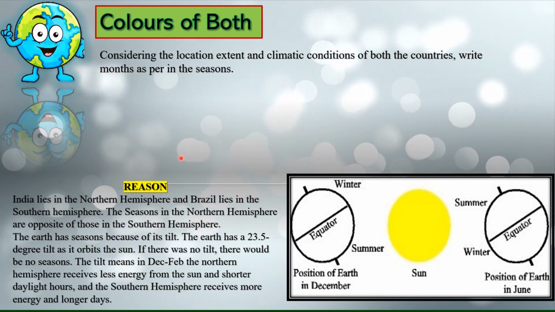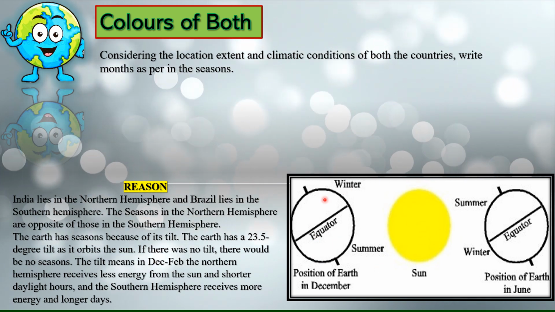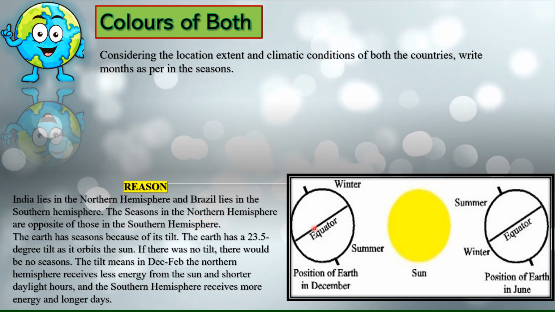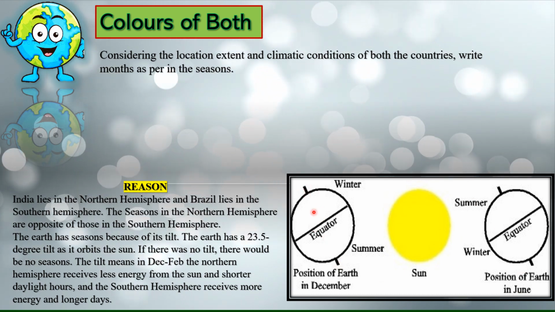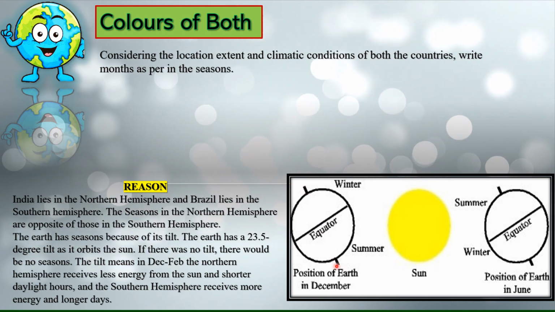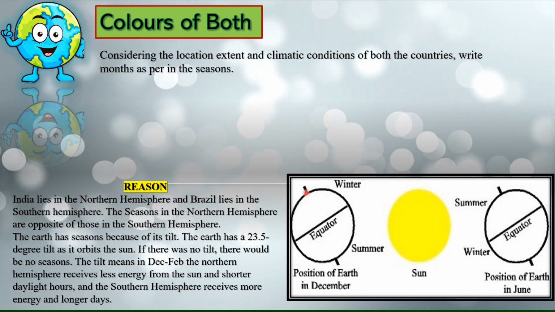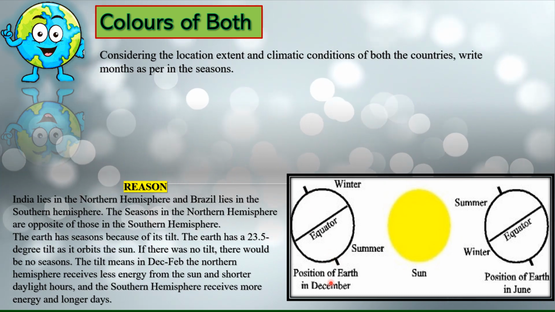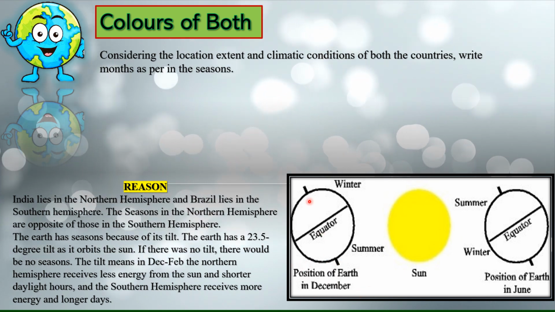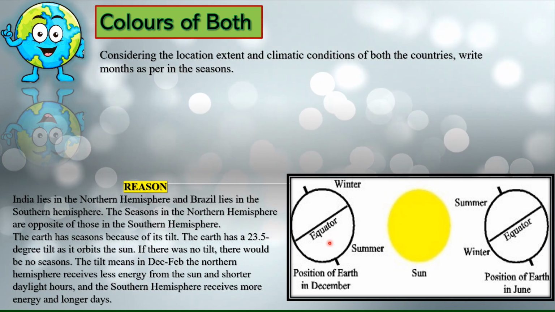Now we will take a look at this particular diagram. This is the sun, and this is the earth which orbits around the sun. This is the tilt, the 23.5-degree tilt. We've already studied in our lower classes that if the earth did not tilt, there would be no season. Now this is the position of the earth in December, and we know that India lies in the northern hemisphere, most of Brazil lies in the southern hemisphere.